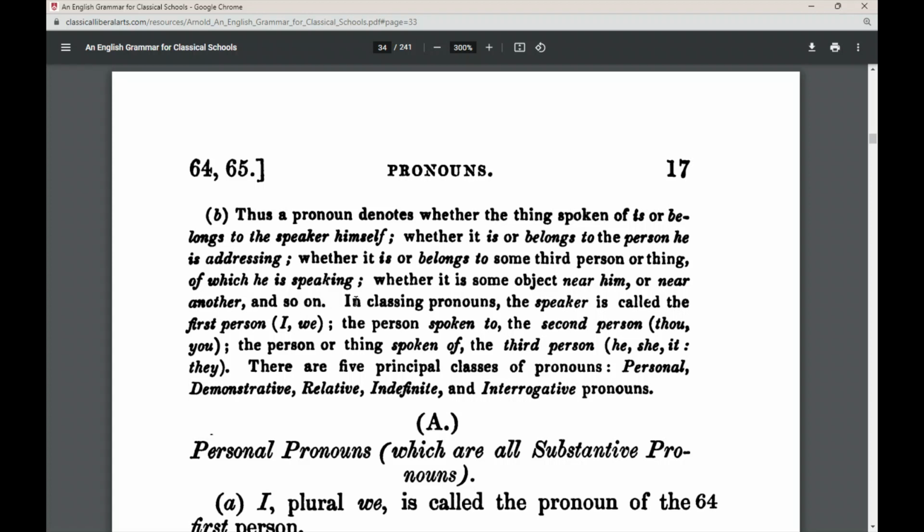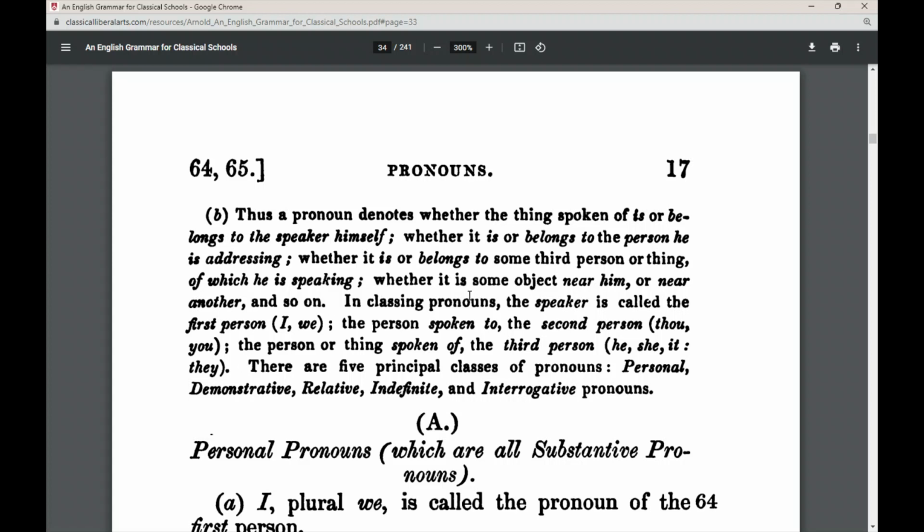In classing pronouns, or putting pronouns into classes, the speaker, the person speaking, is called the first person. The person who is spoken to is called the second person. And the person or thing spoken of or spoken about is the third person. And you see examples of the first person, I and we, of the second person, thou and you, and the third person, he, she, or it, or they.